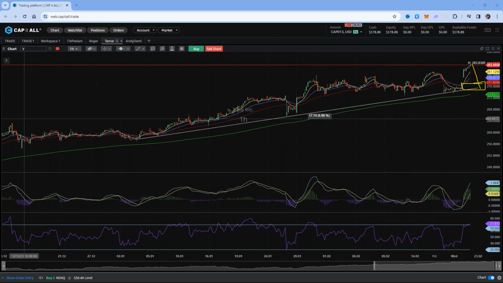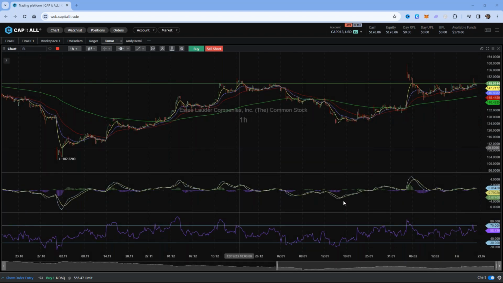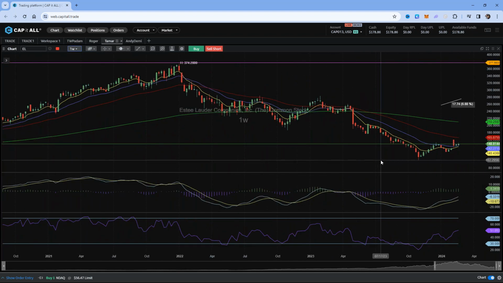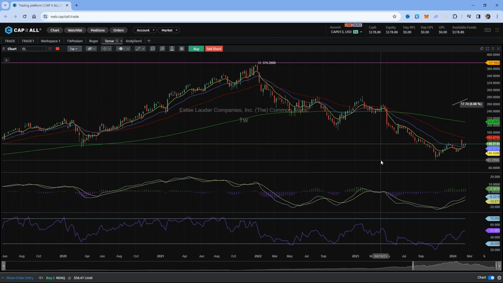Okay. Let's have a little look at Estee Lauder. Now I want to start with a weekly. You can see this has suffered a little bit. The trend is down. It's doing the opposite in terms of fanning. The 200 is above the red, which is the 50. The 50 is above the blue, and the blue is just converging there with the yellow.